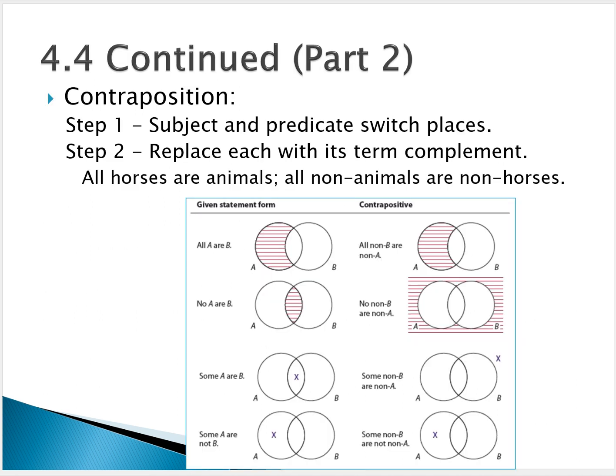So the last one we're going to talk about is contraposition in this section, and that's where the subject and the predicate switch places, and you replace each with its term complement. So if you start with all horses are animals, the contraposition would be all non-animals are non-horses. So notice the animals and horses switched, and you put a non on each of them. And then there's the given form and the contrapositive Venn diagrams for all.